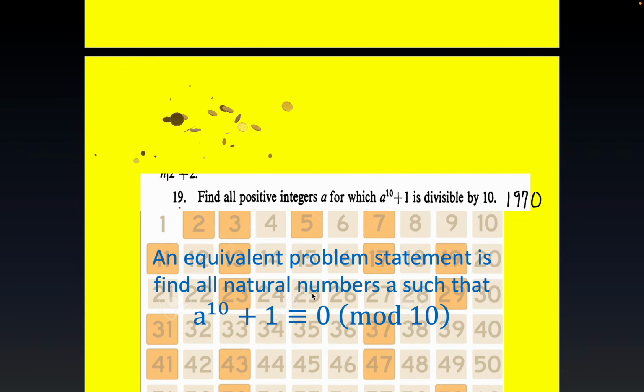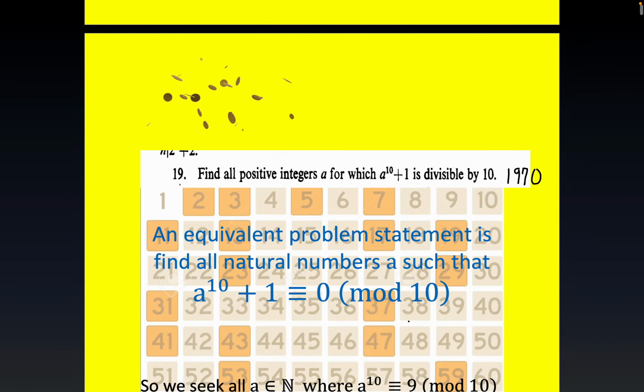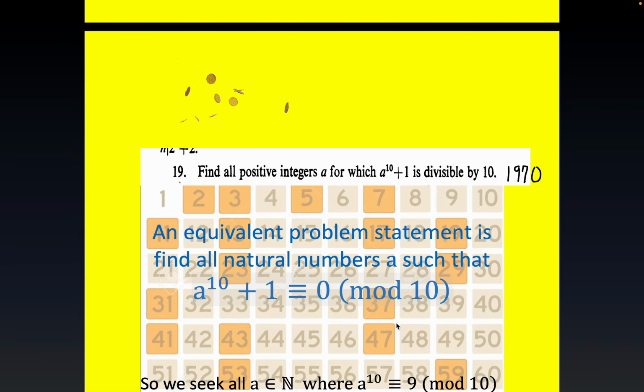I think the modular arithmetic approach is a better way to do it. This statement right here, a to the 10th plus 1 is congruent to 0 mod 10, turns it into an equation type of structure where it's easier to manipulate. You can work it directly the way he did this all the way back in 1970, but in my opinion, the modular arithmetic approach is better because it lends itself to equation manipulation. The name of the book is Sierpinski's 250 Number Theory Problems, and again, published in 1970 in Poland.